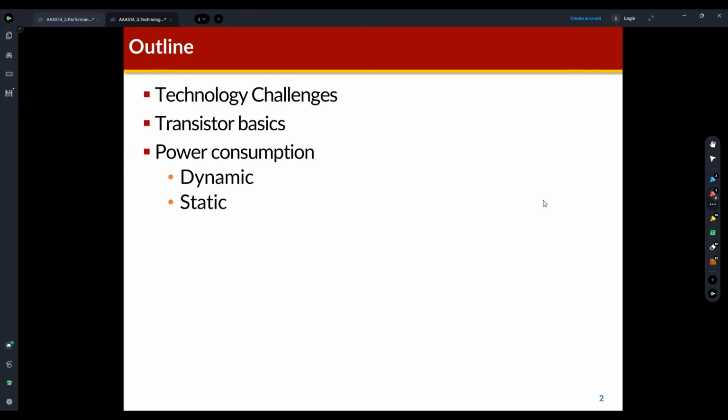So semiconductor technology also decides the performance and cost of the processor. In order to understand the performance and cost of the processor, we need to have basic knowledge of semiconductor technology. So in this class, I will discuss semiconductor technology in processors.